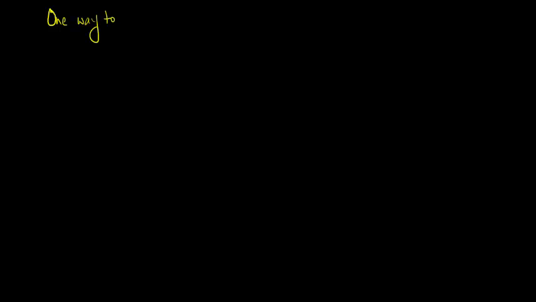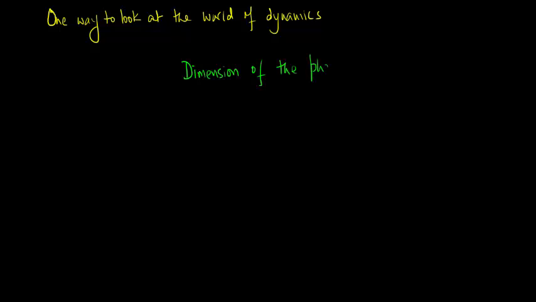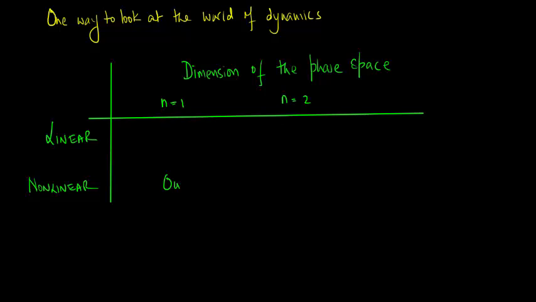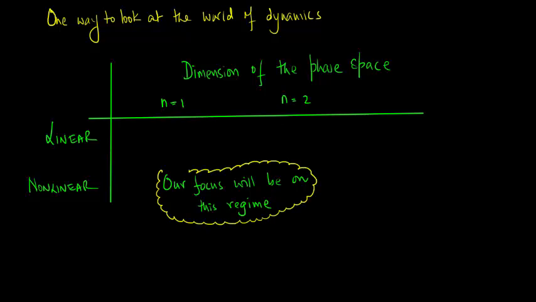Now here is one way to look at the world of dynamics. On one axis we write down the dimension of the phase space, and on the other axis we classify systems as linear or nonlinear. Then our current focus will be on this regime where we'll be dealing with one and two dimensional nonlinear systems.